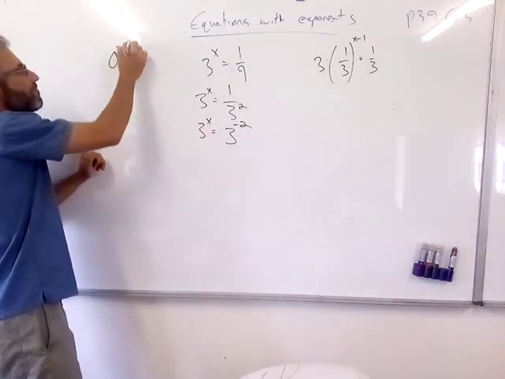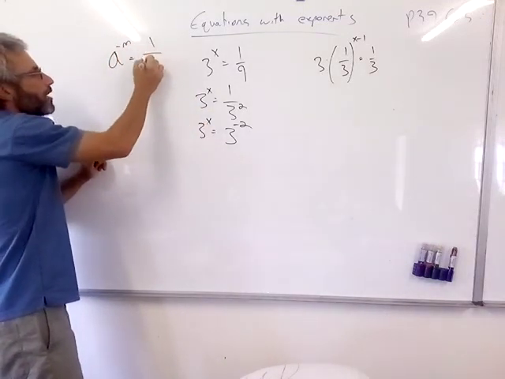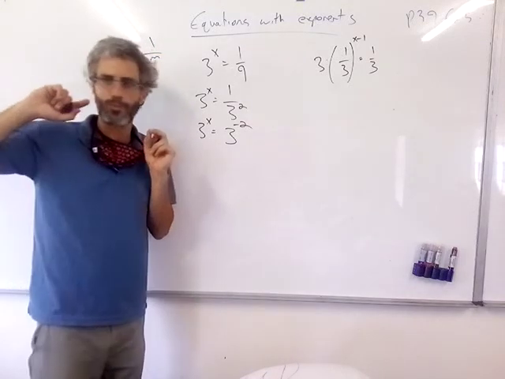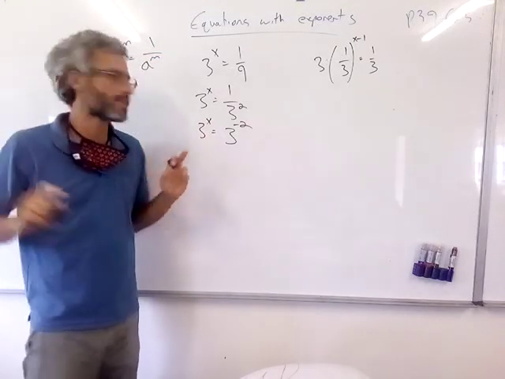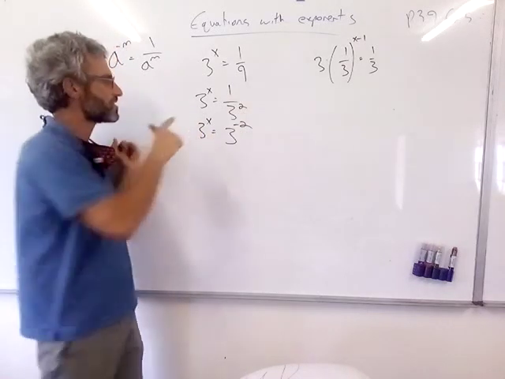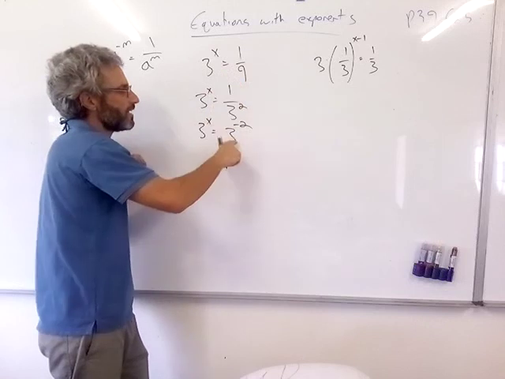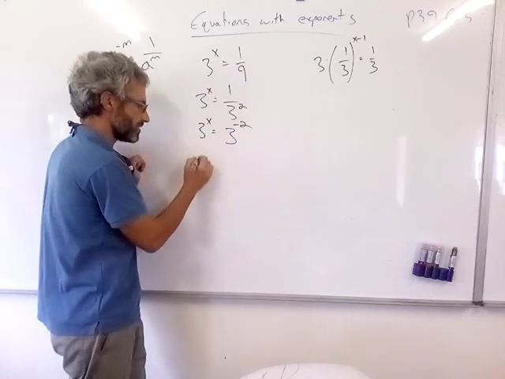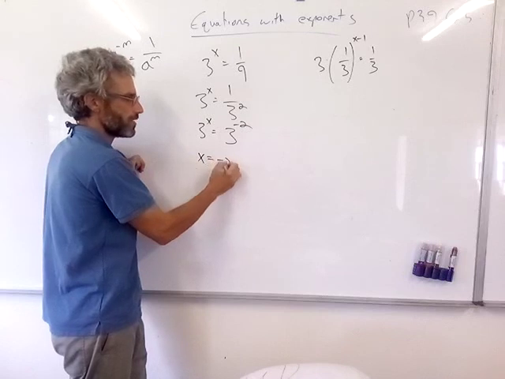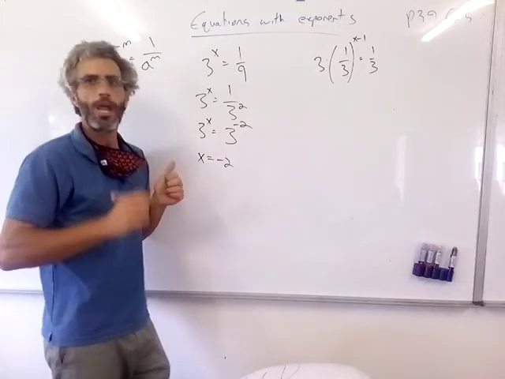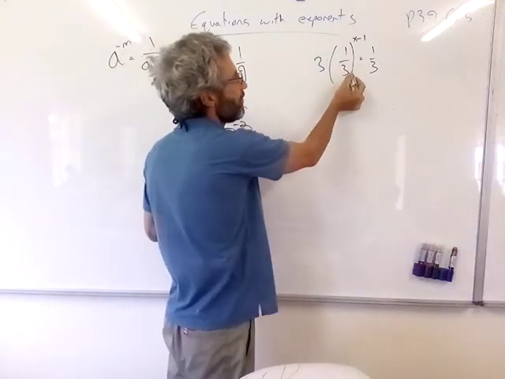A to the power of minus n is 1 over a to the power of n. This is testing that. That's why it's important, why we insisted in grade 9 that you know how to write everything in positive exponents. Because you need to understand that 1 over 9 is 3 to the power of minus 2. And at this point, that's very easy. X equals minus 2, because we can drop the base. Are we okay with that?